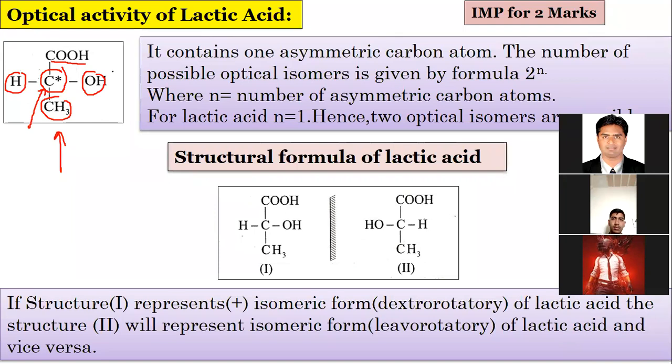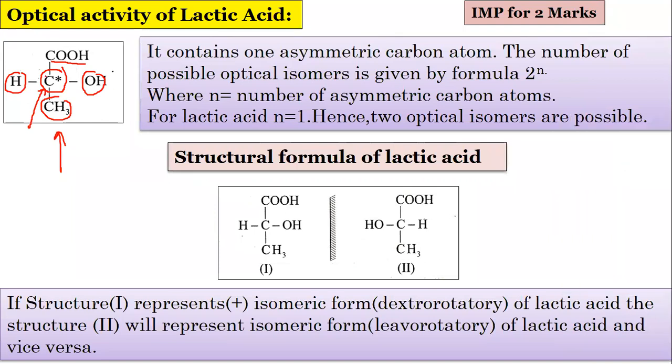So what is my question? This is the compound having only one chiral carbon, shown with this asterisk mark. One formula is there, 2 raised to n, where n indicates the number of chiral carbons. 2 raised to 1 means the answer is 2, and this 2 indicates there are 2 optical isomers. This is one optical isomer and this is another optical isomer of lactic acid.